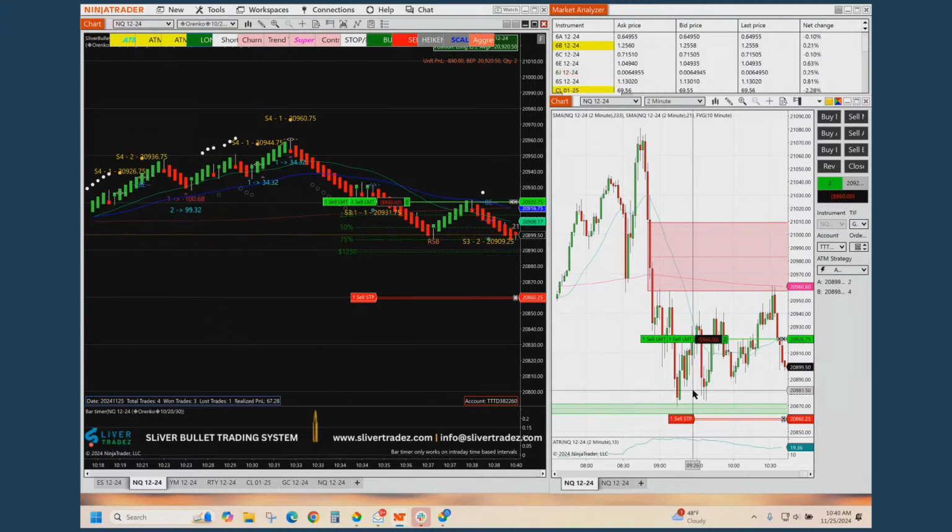Oh, market could take this liquidity, this low, and then move back up. So that's what I think it's trying to do. Or maybe it will come all the way here and then move back up.